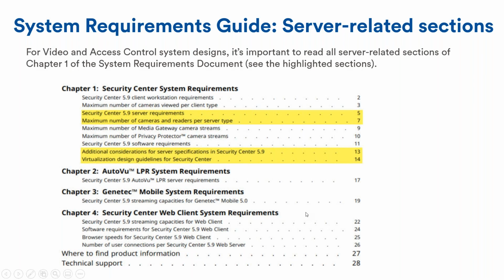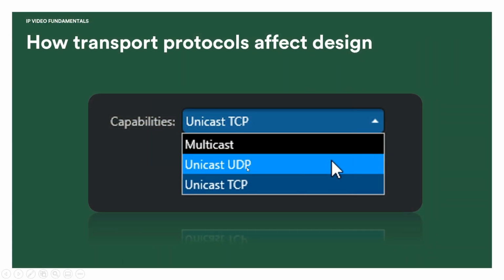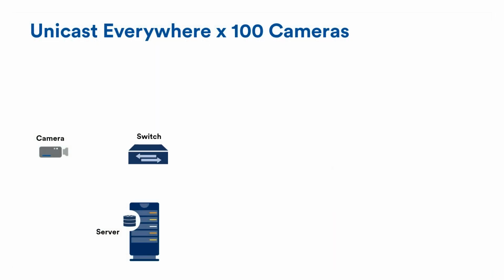And again, very important to review the system requirements document that can be found on the Genetec portal. Okay. So we talked a little bit about unicast and multicast, and we did an example which wasn't really that realistic. I don't know how many single camera systems there are out there. Hopefully, it gave you an understanding of how that works, but let's look at the differences in throughput when we have different transport protocols in larger systems.